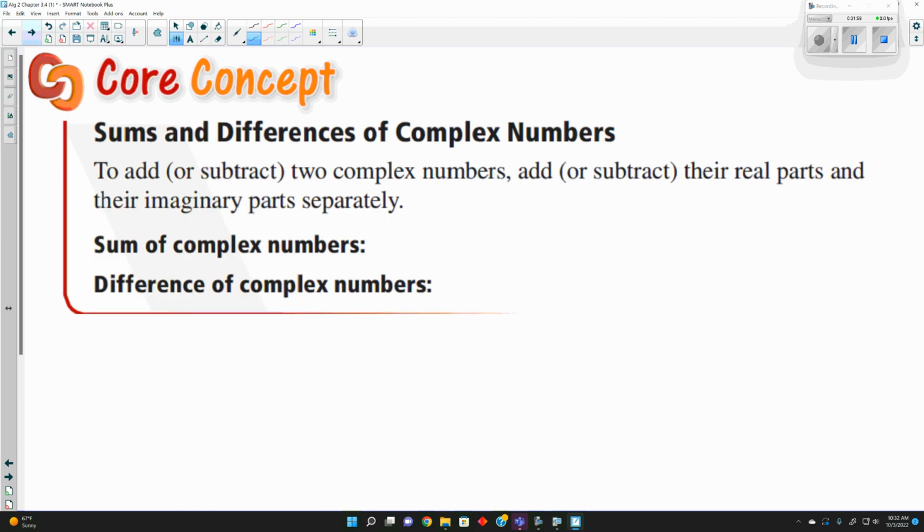Sum and difference of complex numbers. To add or subtract two complex numbers, add or subtract their real parts, and add or subtract their imaginary parts separately. Because whenever we talk about a complex number, it's going to come in the form a plus bi. a is the real part, bi is the imaginary part. And we can almost treat i in these cases as a variable.